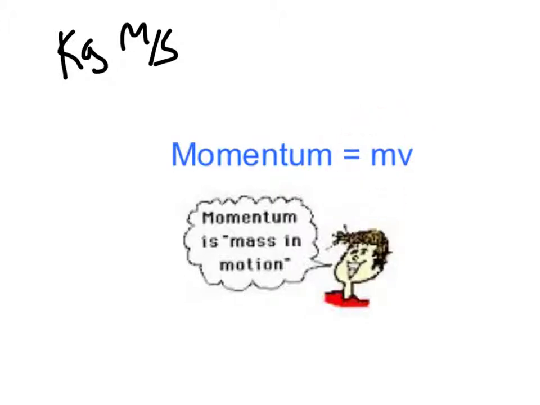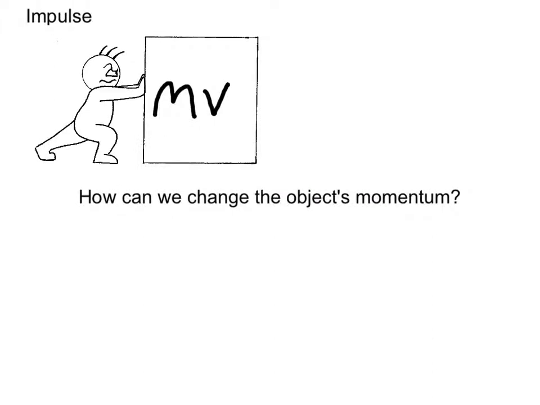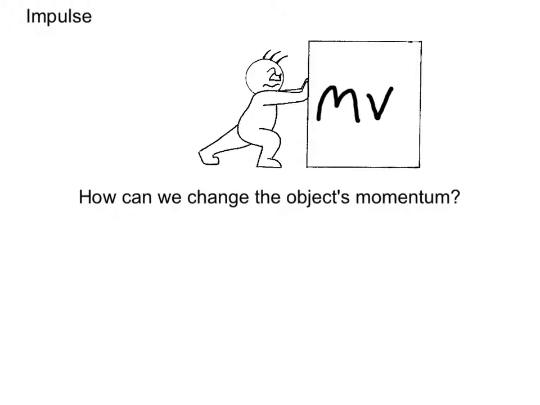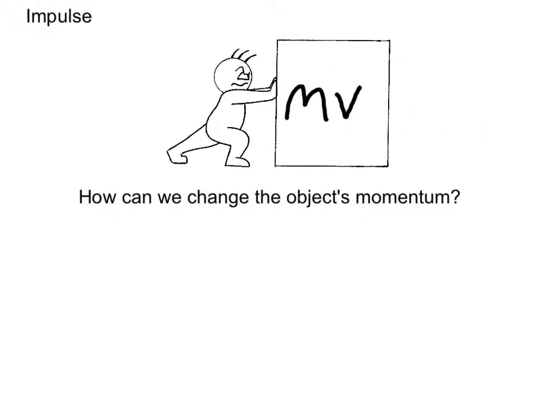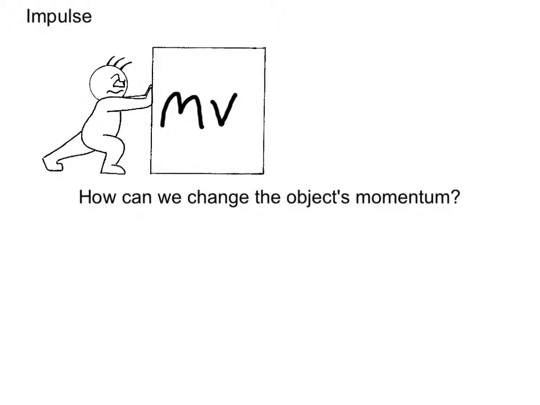So the faster an object moves, the more momentum that it has. Similarly, the more mass an object has, the more momentum it has. That's why a slow-moving aircraft carrier has so much more momentum than a speeding truck. So now let's go ahead and look at impulse. To discuss impulse, we're going to use this example of pushing a crate across a floor.